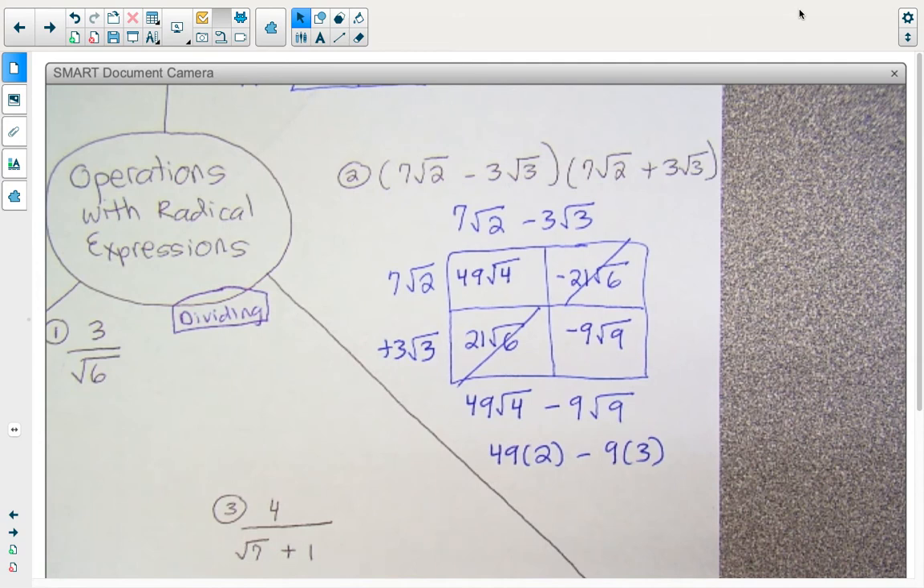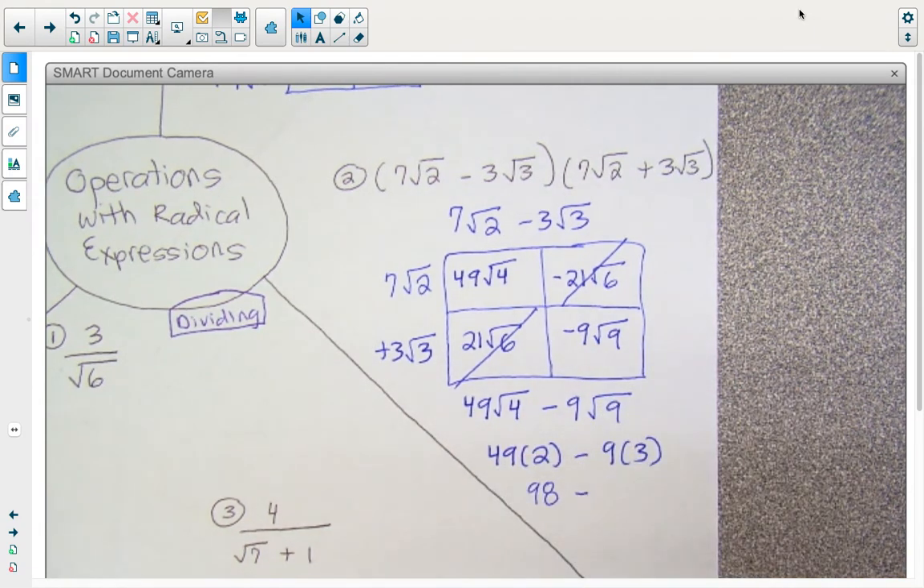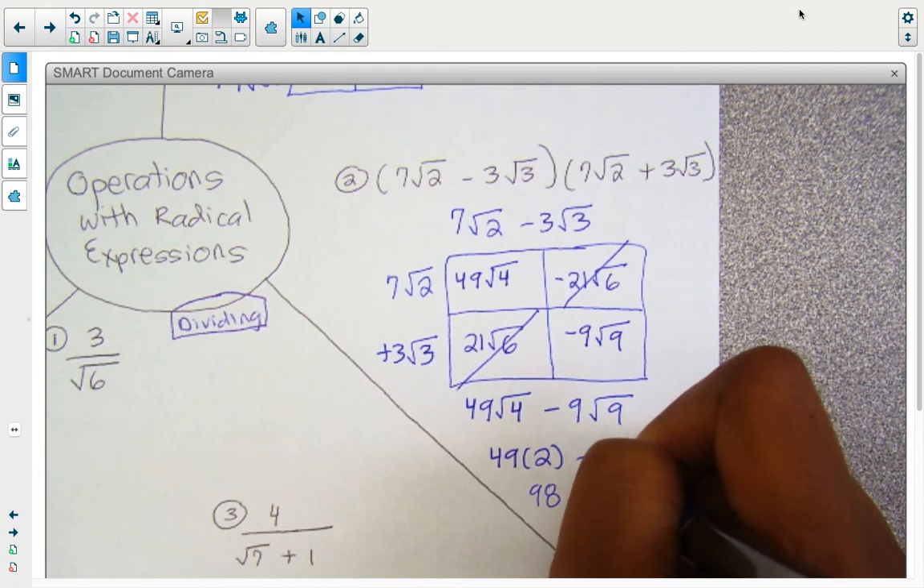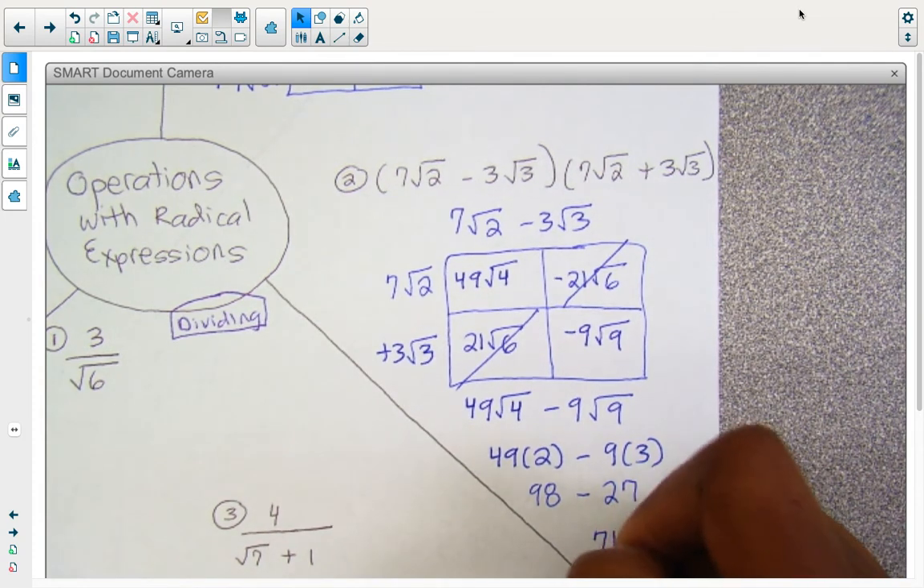So if you can break the number down, go ahead and break the number down. If not, just leave it like it is. So we need to go through. Of course, you can type this all in the calculator. So this is going to give me 98 minus 27. So our final answer should give us 71. So 71 is our final answer.